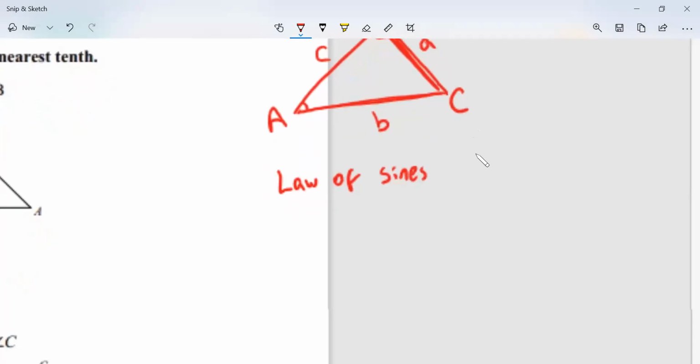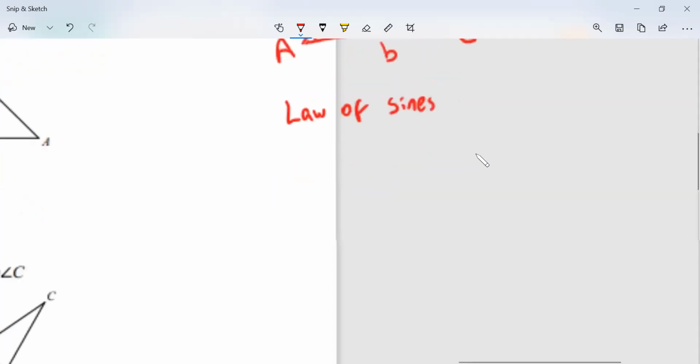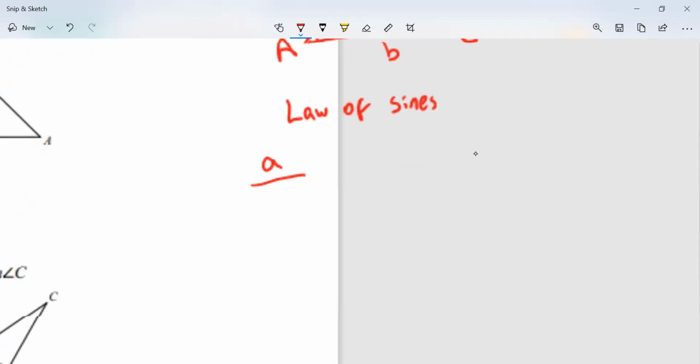What this thing gives me is three fractions that are equal to each other. I only need to use two. And the two I'm going to be using are whatever information that I have. So let me give you the fractions first. It says side A over sine A is equal to side B over sine of angle B. And this is equal to side C over sine of angle C.